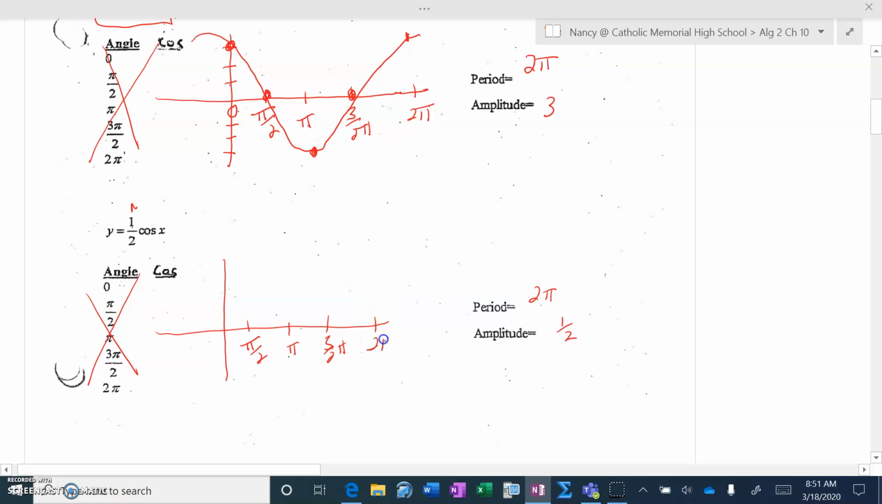And the first one always being 0. And now we have an amplitude of 1/2. So at 0, we'd be at 1/2.